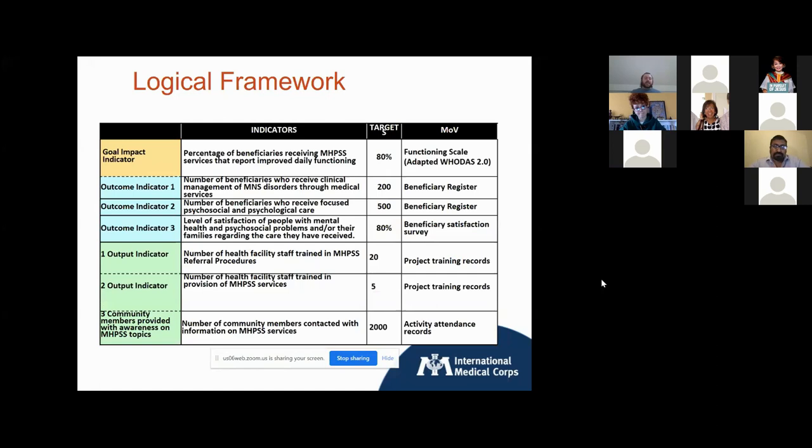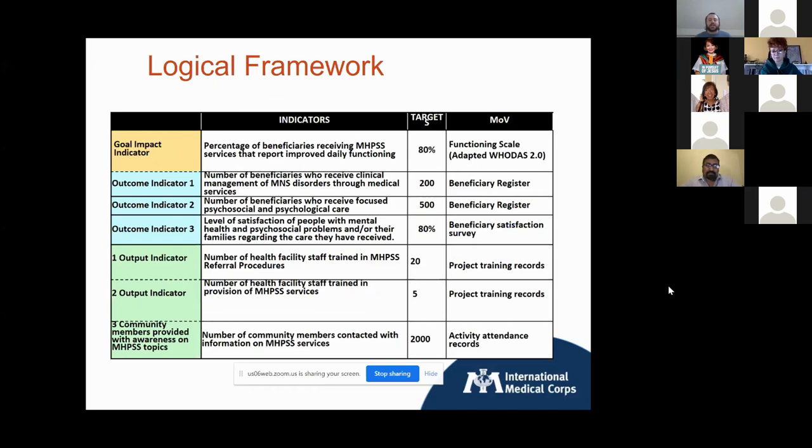And here is the most important part of this case study, this section of the logical framework, where we will go through the indicators related to the goal, the outcomes and the outputs, measuring targets and the means of verification that have been decided upon and used.